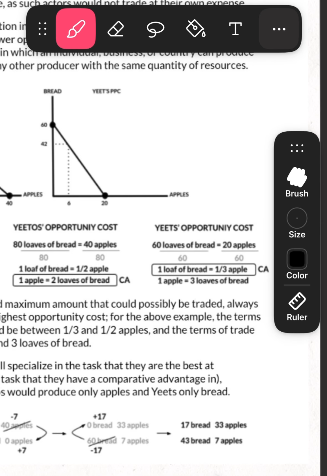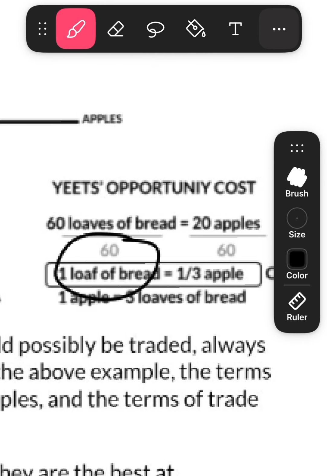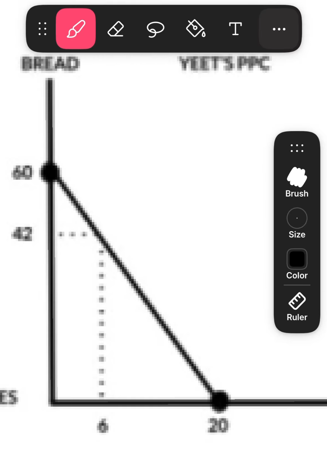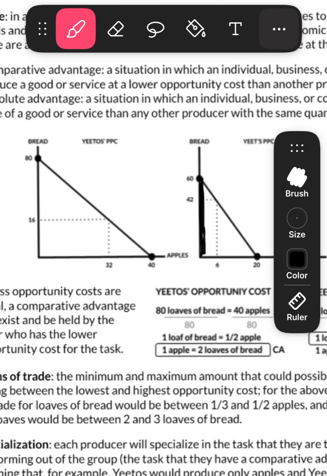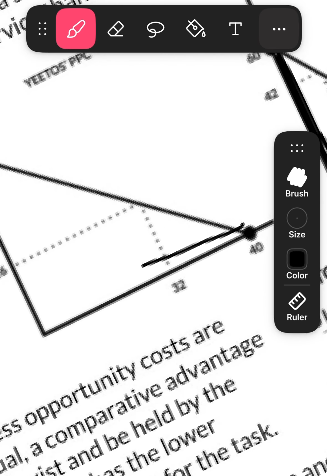So Yeats has a comparative advantage in bread because he has a lower opportunity cost per bread. So he's going to produce 60 bread. He's not going to produce a single apple. And Yidos is going to produce only his apples. He's not going to produce any bread, just 40 apples straight up.